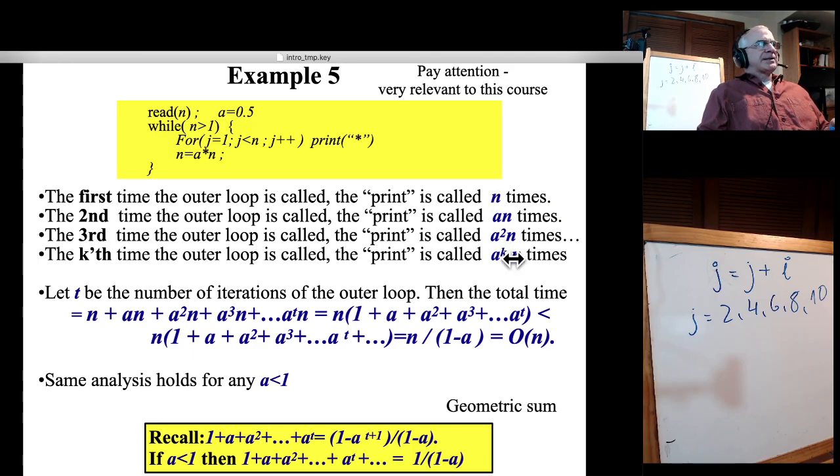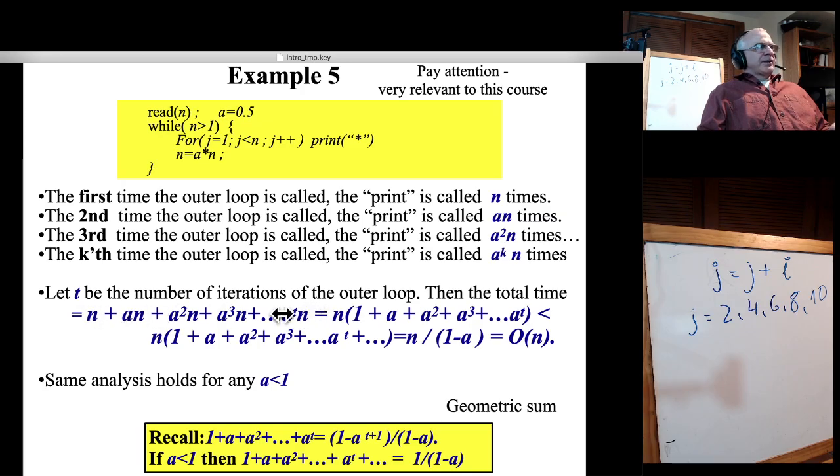And now I'm asking how many asterisks did you print all together? Once again, let's sum up all these numbers. What do we get? We get N, that was from the first iteration, plus A times N from my second iteration, plus A squared times N, a quarter N many asterisks, from the third iteration, plus A cubed, A to the power 3 times N, etc., all the way until the last iteration. Well, we know that it's log base 2 of N, but as you'll see in a second, we don't care. In the last iteration, I'm printing A to the power of T, where T is the last iteration, times N many stars.